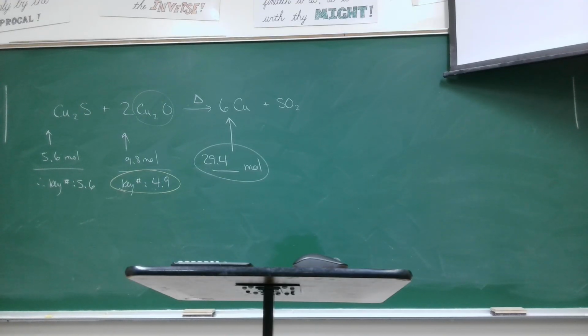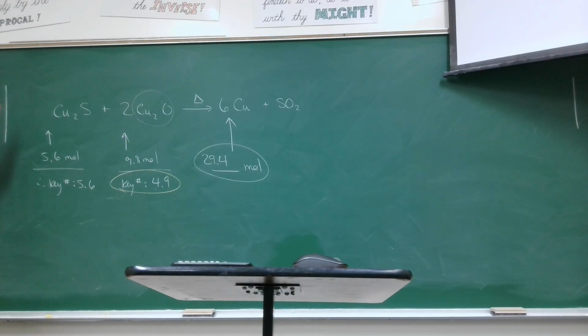First of all, did anyone get these answers for A, B, and C? All right, Grace did. All right, those who did not, that's okay. Questions, does it make sense now? Figure out the key number, multiply by the coefficient. How do you get the key number, class? Divide moles by coefficient. That gets the key number.